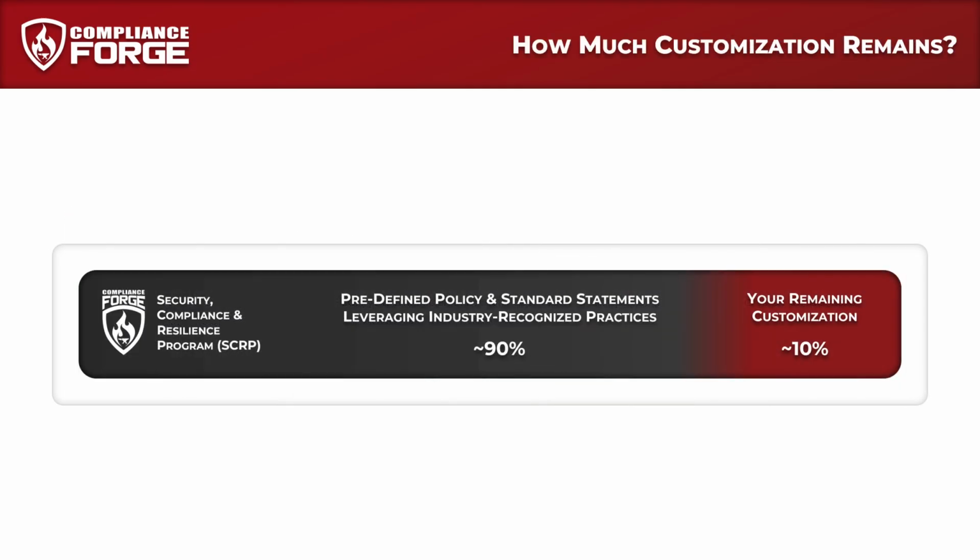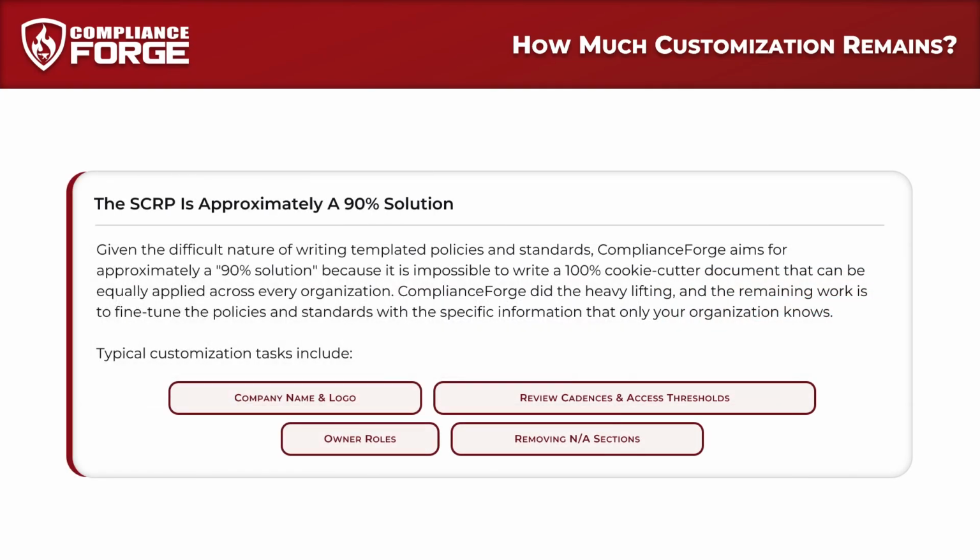So how much work is left for you? Here's the customization process at a glance. ComplianceForge aims for approximately a 90% solution because it is impossible to write a 100% cookie-cutter document that can be equally applied across every organization. ComplianceForge did the heavy lifting, and the remaining work is to fine-tune the policies and standards with the specific information that only your organization knows.